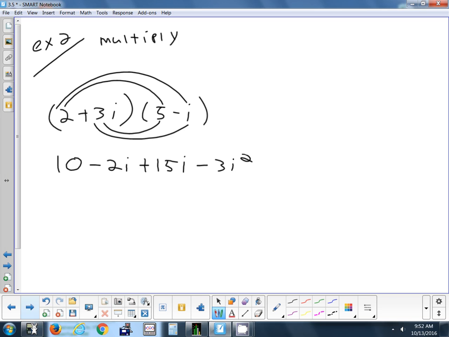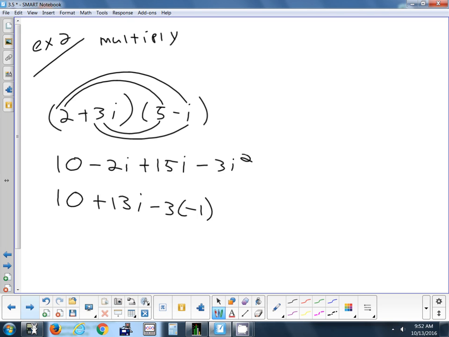All right. Does anybody see something I can combine here? Yep, Kate? -2i and positive 15i. Yeah, we can combine the like terms, -2i plus 15i, and get plus 13i. And now the last one, we have -3i squared. It's 3 times -1. Right, I said don't ever leave that I squared.